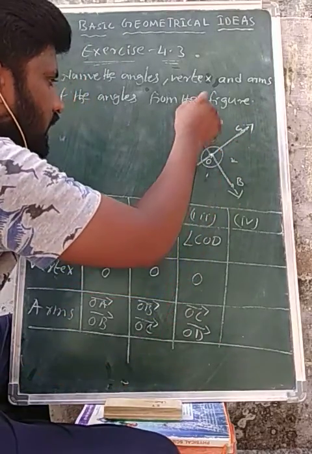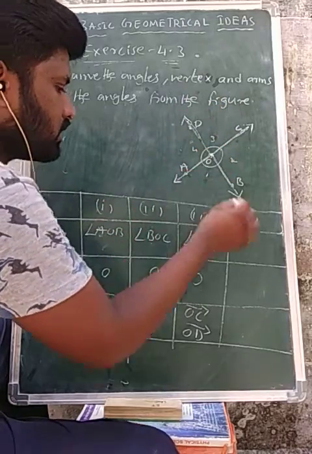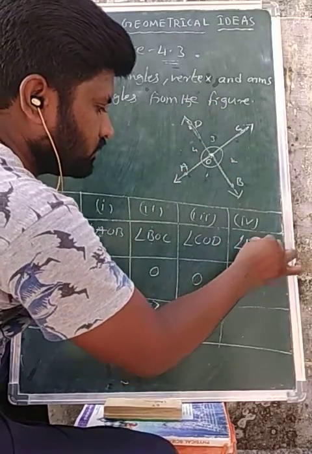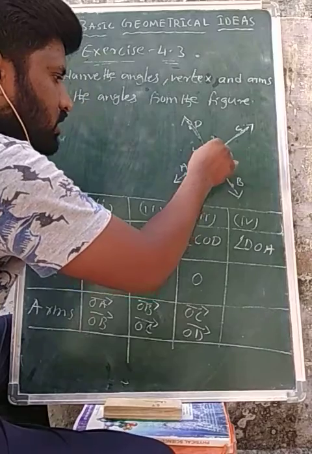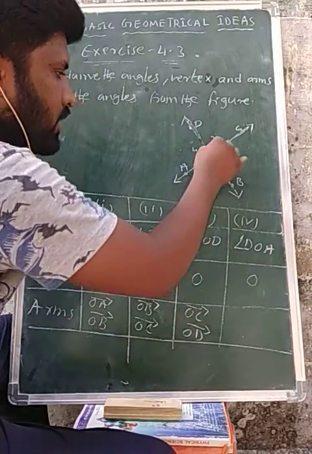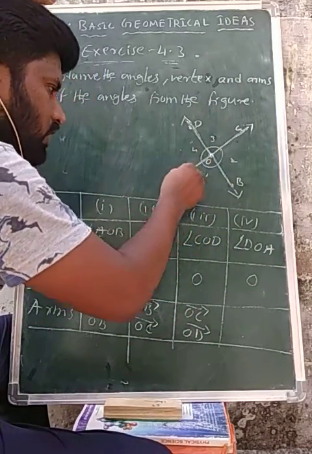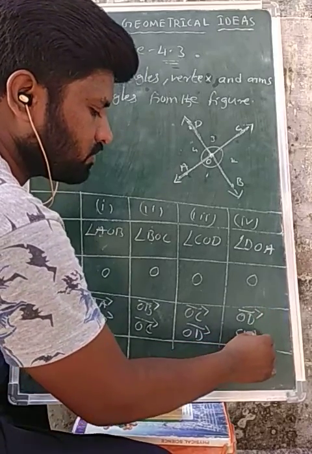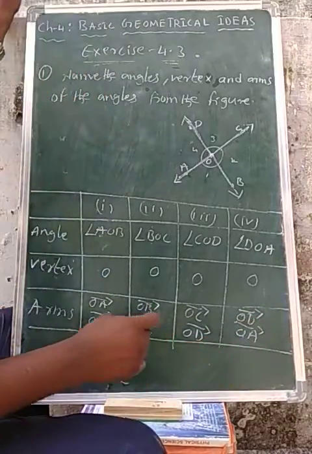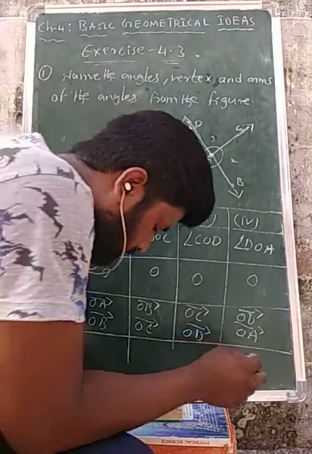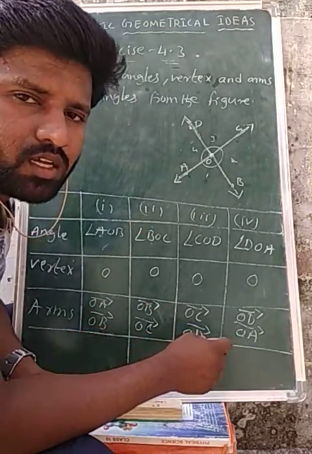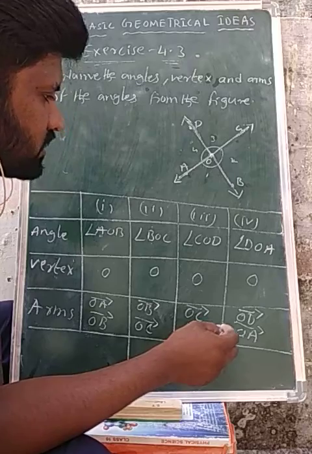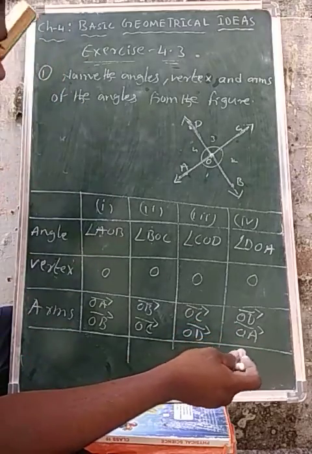And fourth angle, angle DOA. O is the common vertex and OD and OA. These two are the arms. Okay. So like this we can write the common vertex and common arms of the angles. So this is the first one answer.